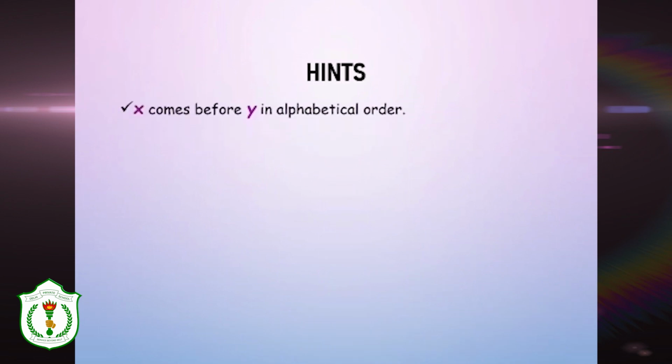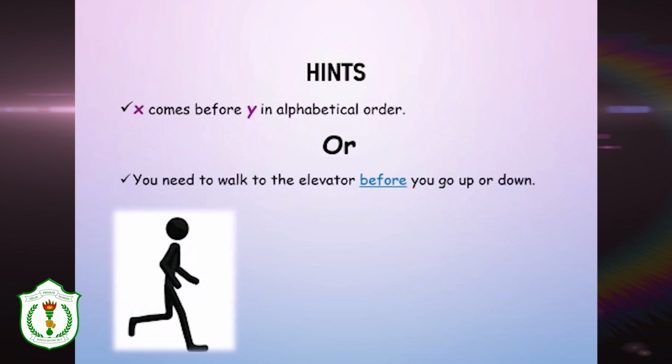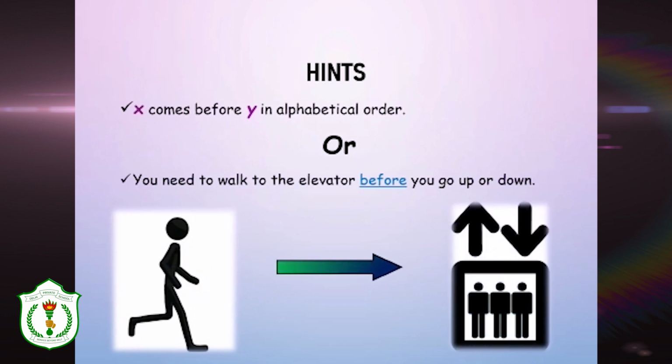Hint to know how the ordered pair is arranged. To know this, x comes before y in alphabetical order, and you need to walk to the elevator before you go up or down.